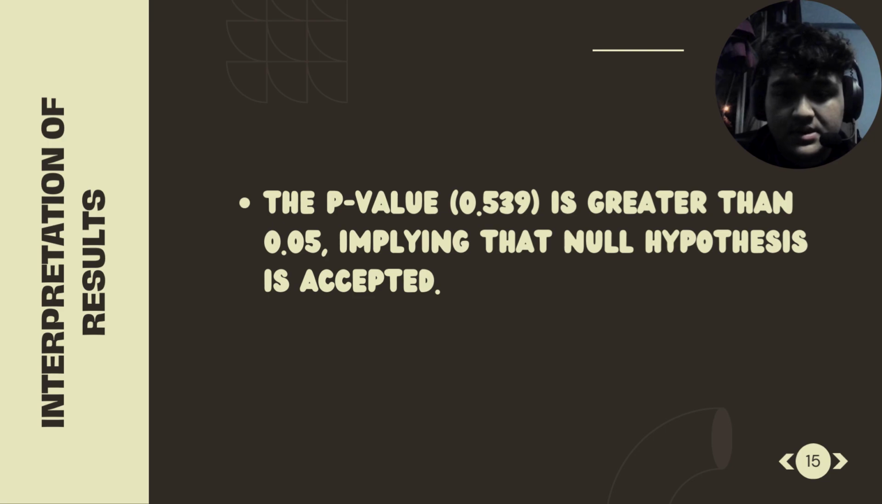Next is the interpretation of the result between hypothesis testing and also descriptive testing on year of study. The p-value 0.539 is greater than 0.05, implying that the null hypothesis is accepted, where first-year students who take university subjects first have higher academic performance than final year students.